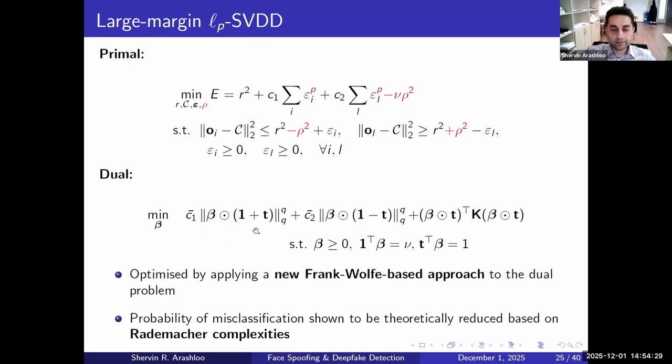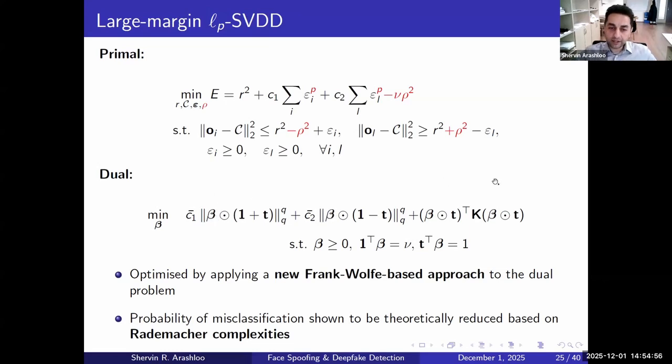It is common practice to solve the dual. I have written the dual here because it is also interesting to look into. Beta is our variable that we are looking for, the unknown. Because of these Q norms, by playing with P and Q, which is the dual norm of P, we can control the sparsity of these betas.